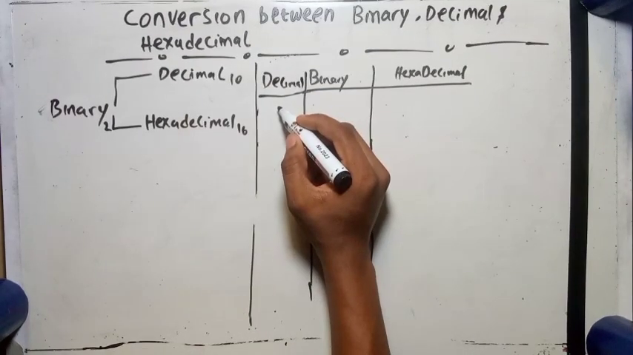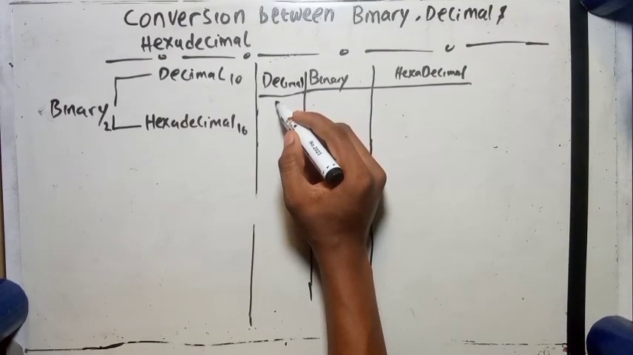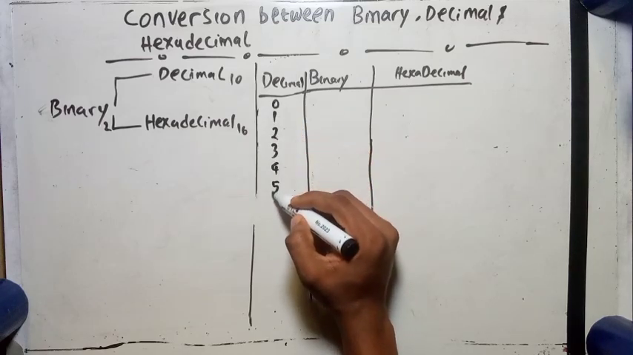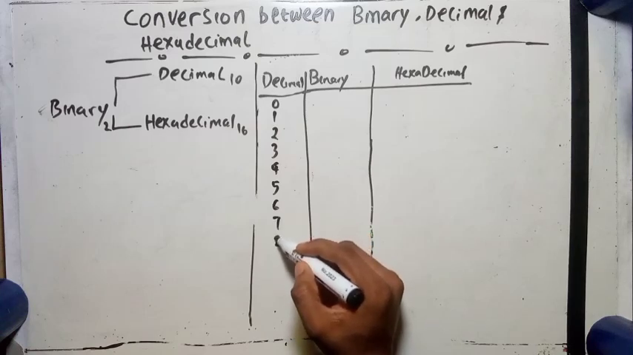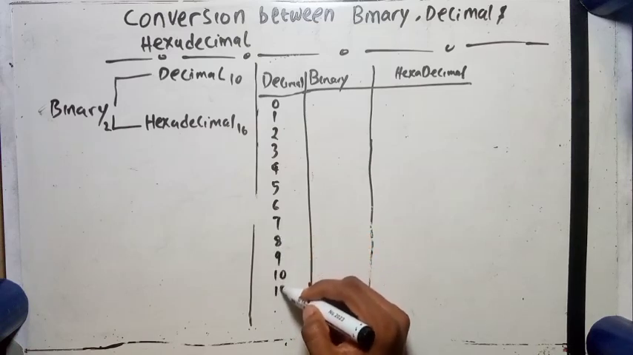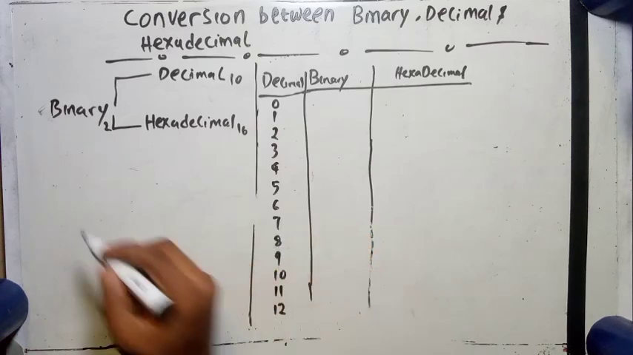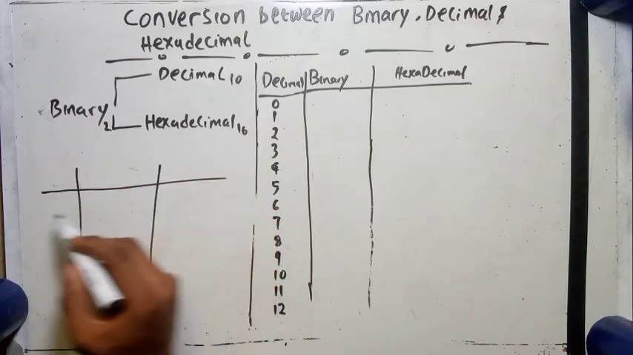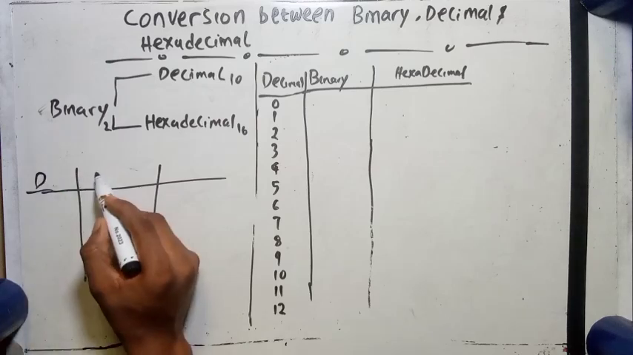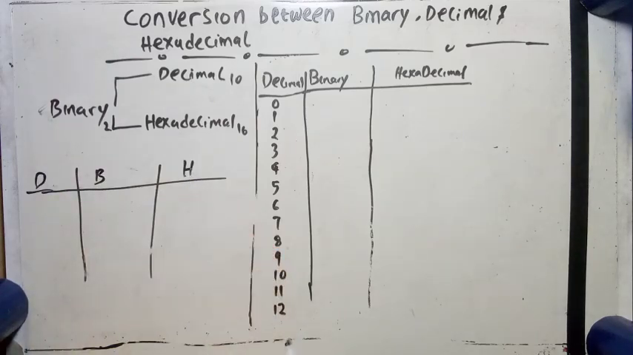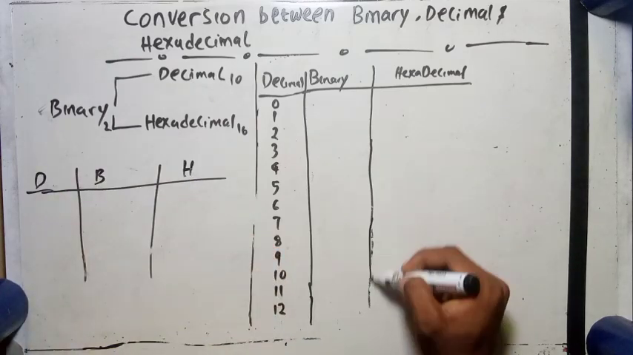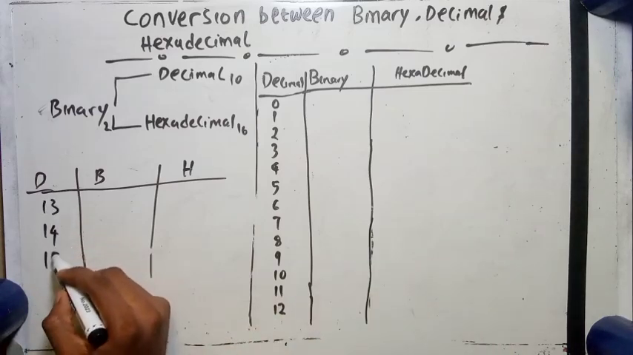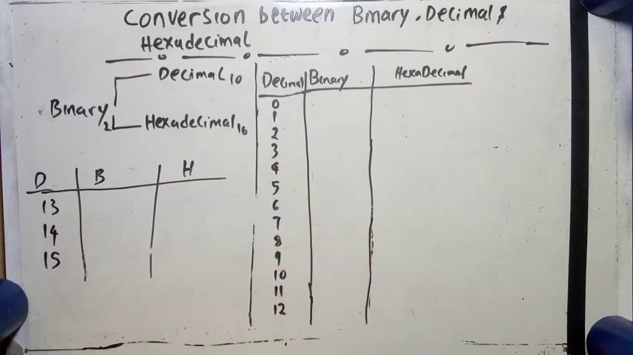Now, you start counting from 0 to 15. 0, 1, 2, 3, 4, 5, 6, 7, 8, 9, 10, 11, 12. Allow me to come over here and continue. This is our decimal, this is our binary, and this is our hexadecimal. This is where we stop at 12. Continuing from here, we're going to have 13, 14, and 15. Right? This is for our decimal.